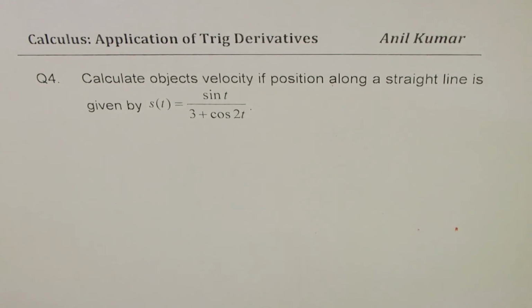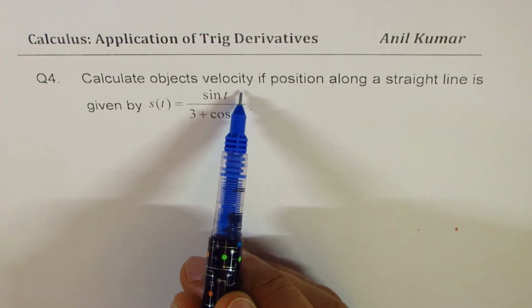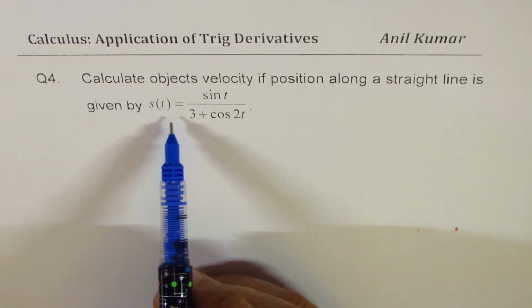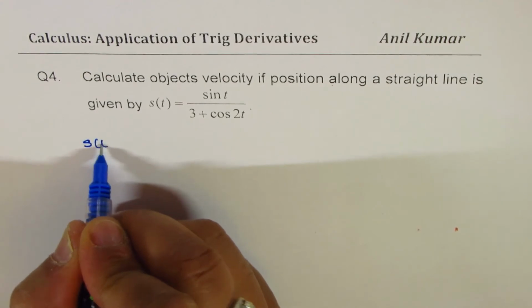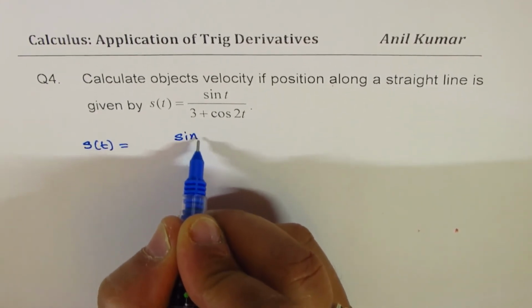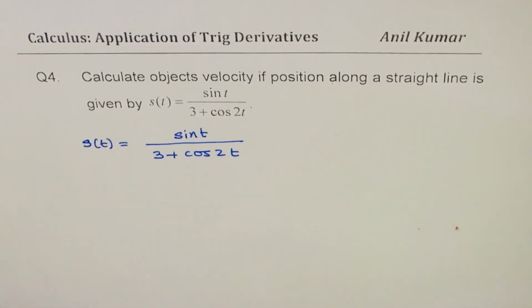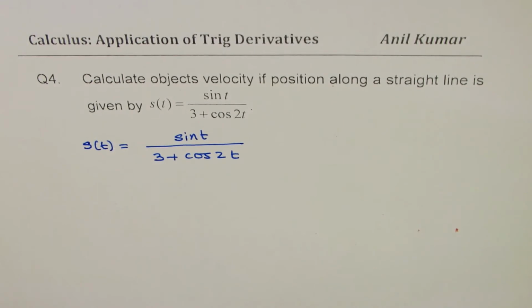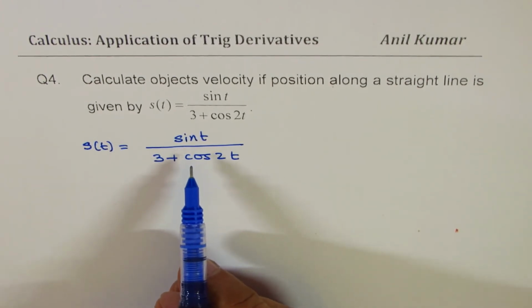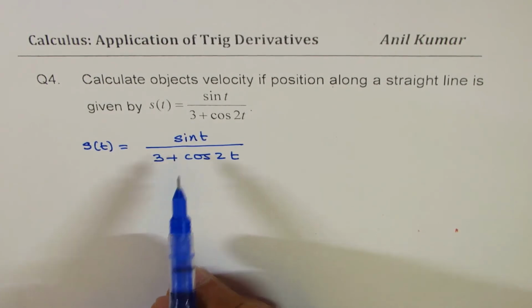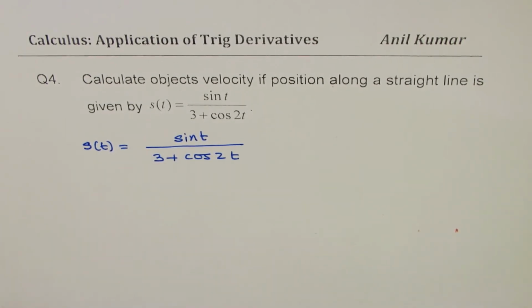So let's move on and take up question number 4. Calculate the object's velocity if the position along a straight line is given as s of t equals sine t over 3 plus cos 2t, right? What you will observe here is that in 4 examples, I've taken derivatives of all trigonometric functions. We have also reviewed the power rule, quotient rule, and product rule. We have discussed solving equations and velocity applications, so it gives you a good variety.